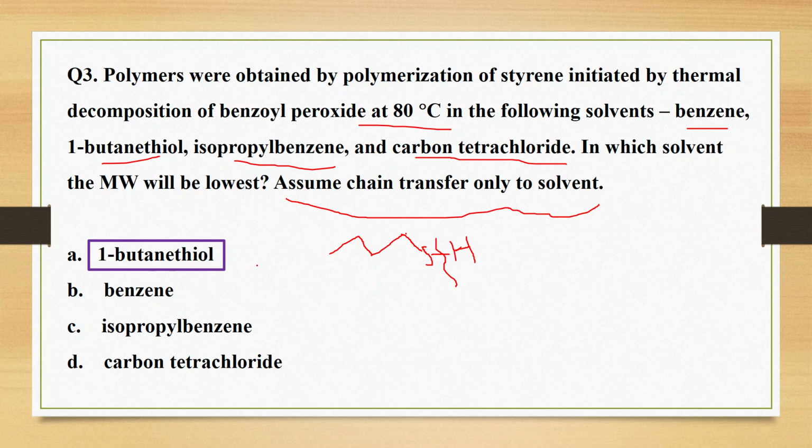But among these four, this SH bond will very easily try to remove this hydrogen and form an SS bond among itself as well. So it will always try to transfer this hydrogen to the growing chain. So the solvent with the most probability of chain transfer is butanethiol, because it will always try to break this bond, form a dimer, and then this H will be transferred to the propagating radical. So the correct answer for this particular one was 1-butanethiol.